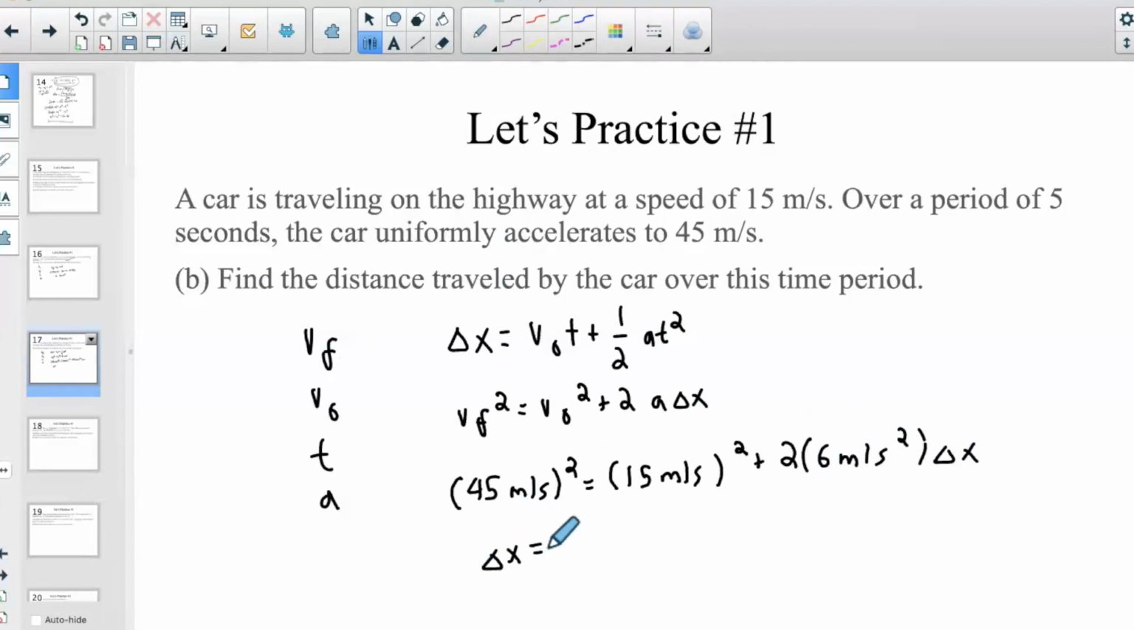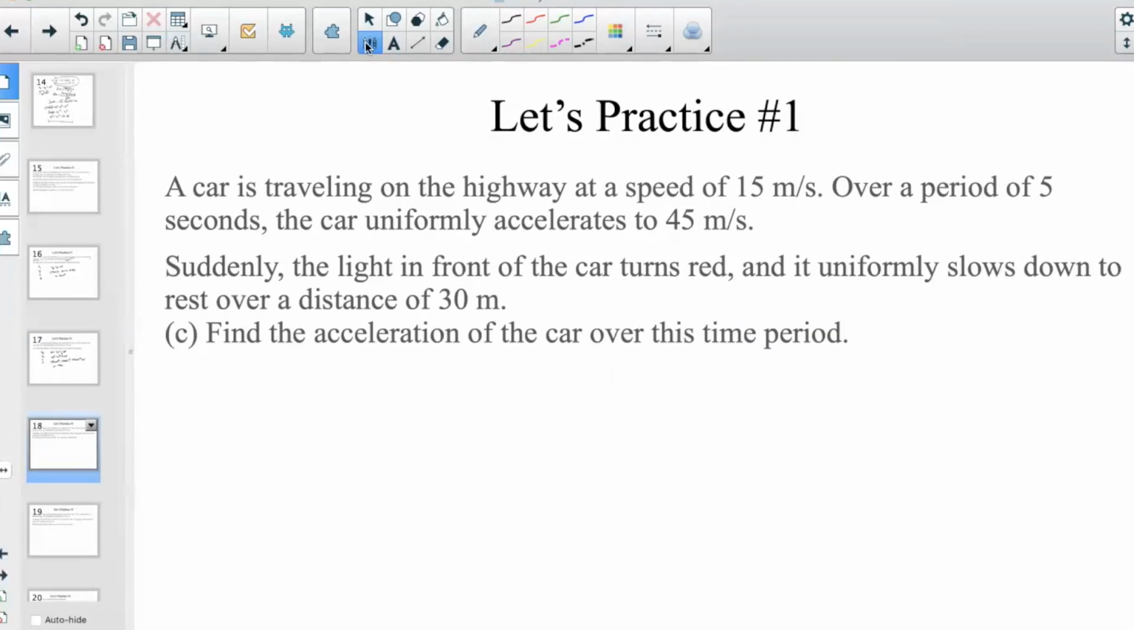And so we get that the car traveled 150 meters. So now we're on part C. The light in front of the car turns red and it uniformly slows down to rest over a distance of 30 meters. And we want to find the new acceleration of the car.